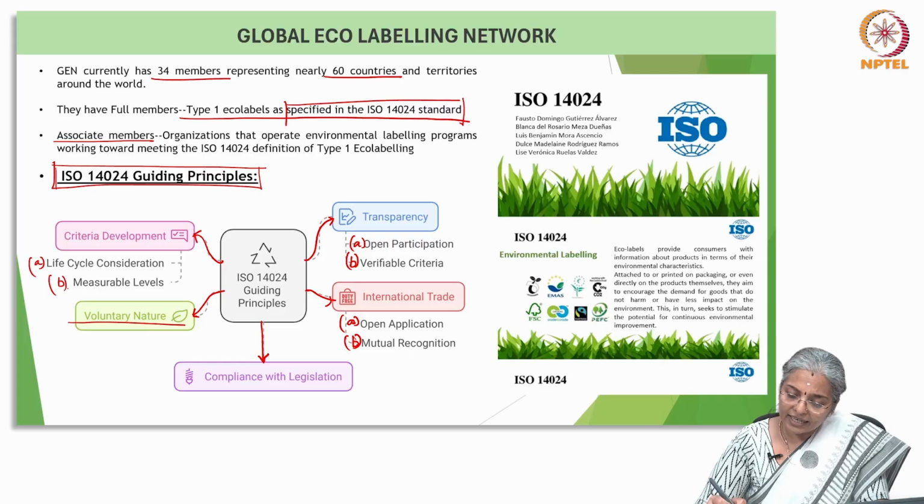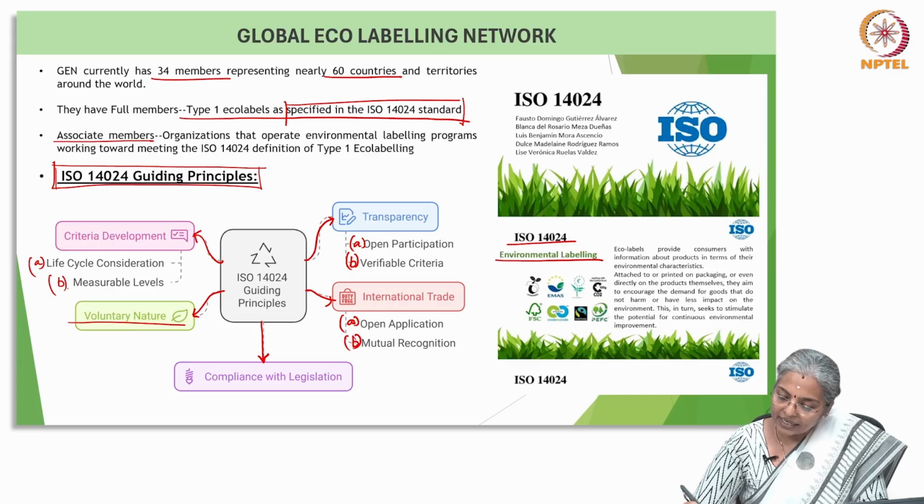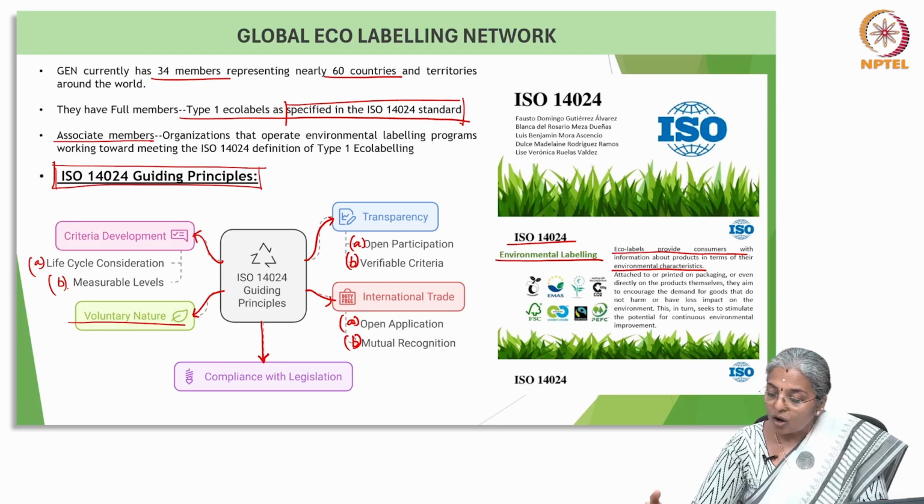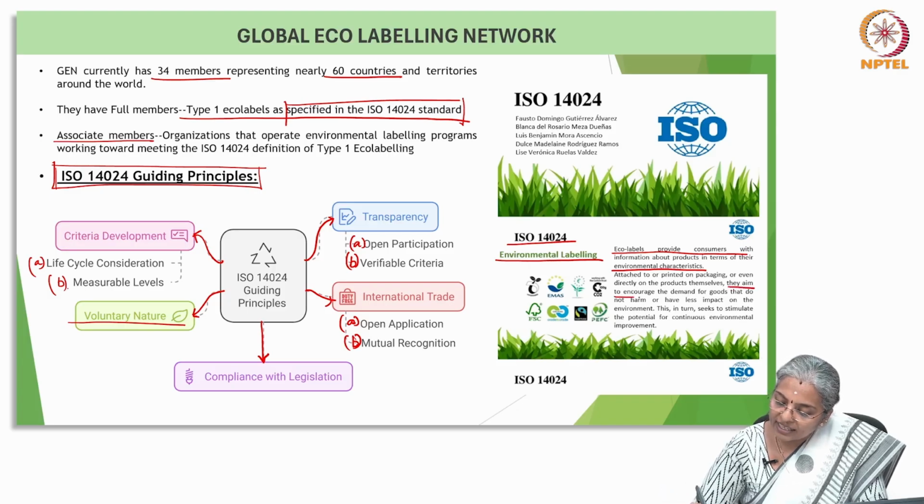So, ISO 14024 is an environmental labeling standard, and eco labels provide consumers with information about products in terms of their environmental characteristics. This is either attached to the product, printed on the packaging, or sometimes even inscribed on the product itself, because they aim to encourage the demand for goods that do not harm or have less impact on the environment. This is very important.